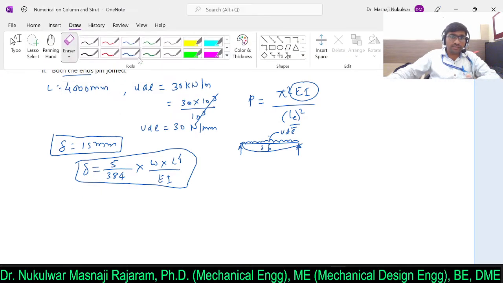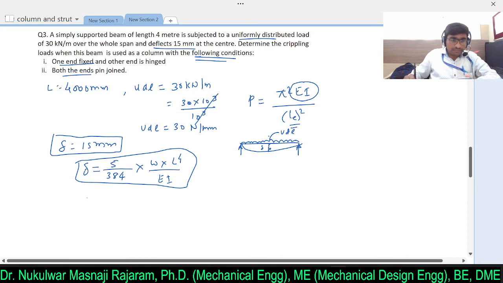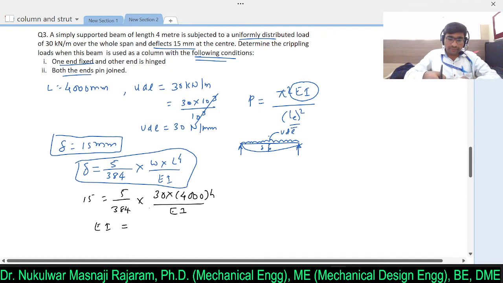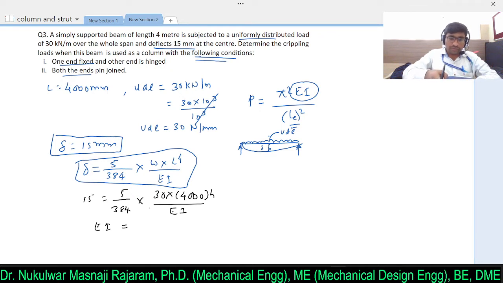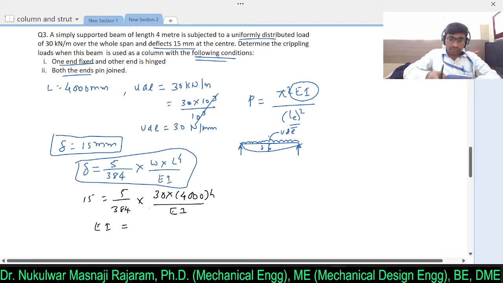So here deflection is 15 equal to 5 divided by 384 into UDL, it is given 30, and length is 4000 raised to 4 divided by EI. And we want EI, so I will simply take EI to this side. Then if I divide by 15, it is very easy: 5 into 30 into 4000 raised to 4 divided by 384 into 15.